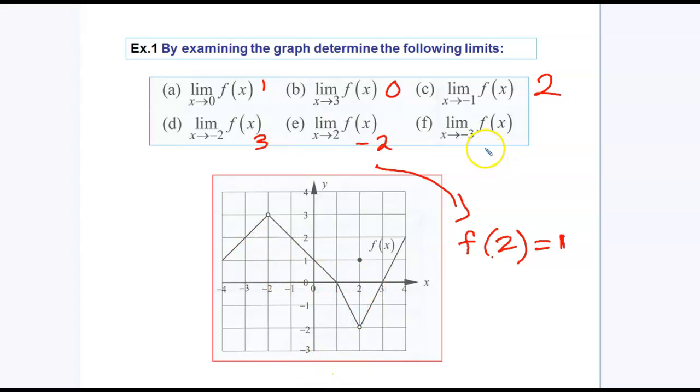And the last one, the limit as x approaches -3. So as the graph approaches -3 from the left and the right, the y value is approaching 2.